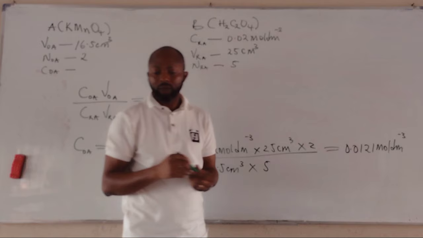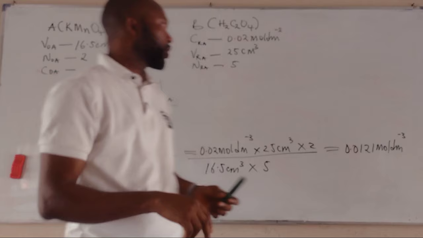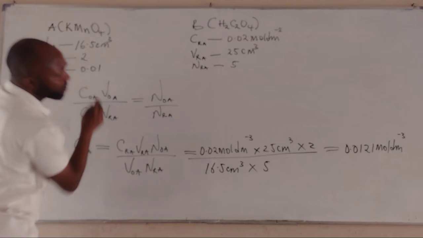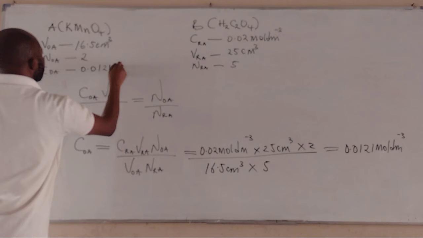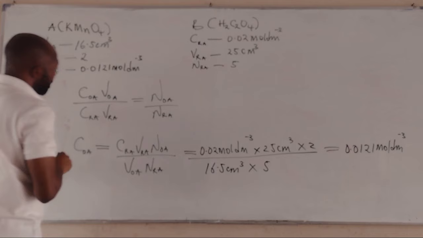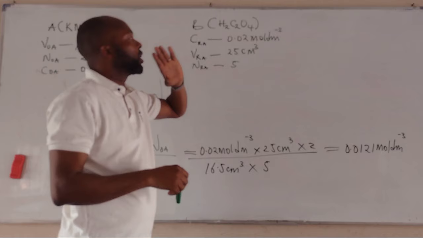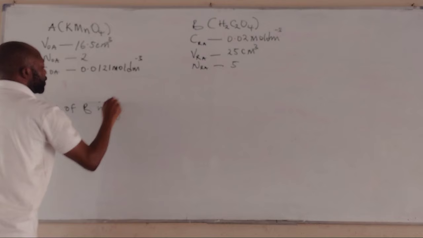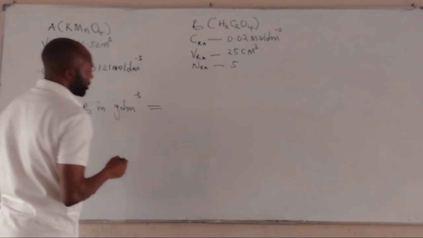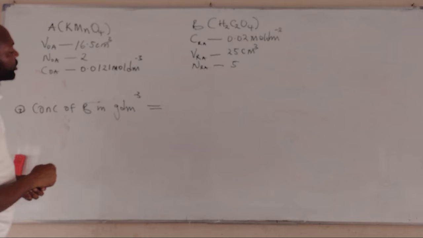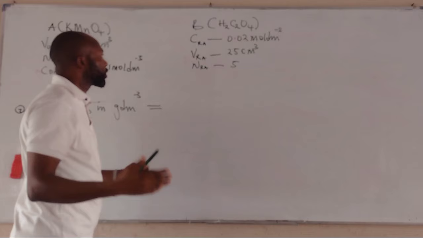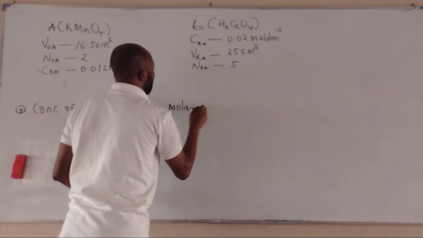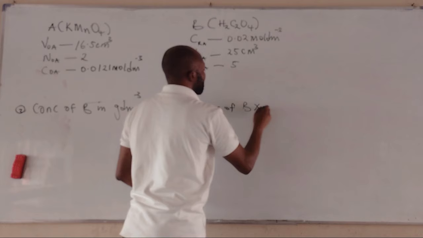Okay, that's our first. The second one: concentration of solution B in g per dm cube. So let me put that down. Here is 0.0121 mole per dm cube. Now, concentration of B in g per dm cube. Let me clean the board, please. Concentration of B in g per dm cube is equal to this. It's the mass concentration of the ethanedioic acid, which is the reducing agent, and is the molar concentration of B times the relative molecular mass of B.